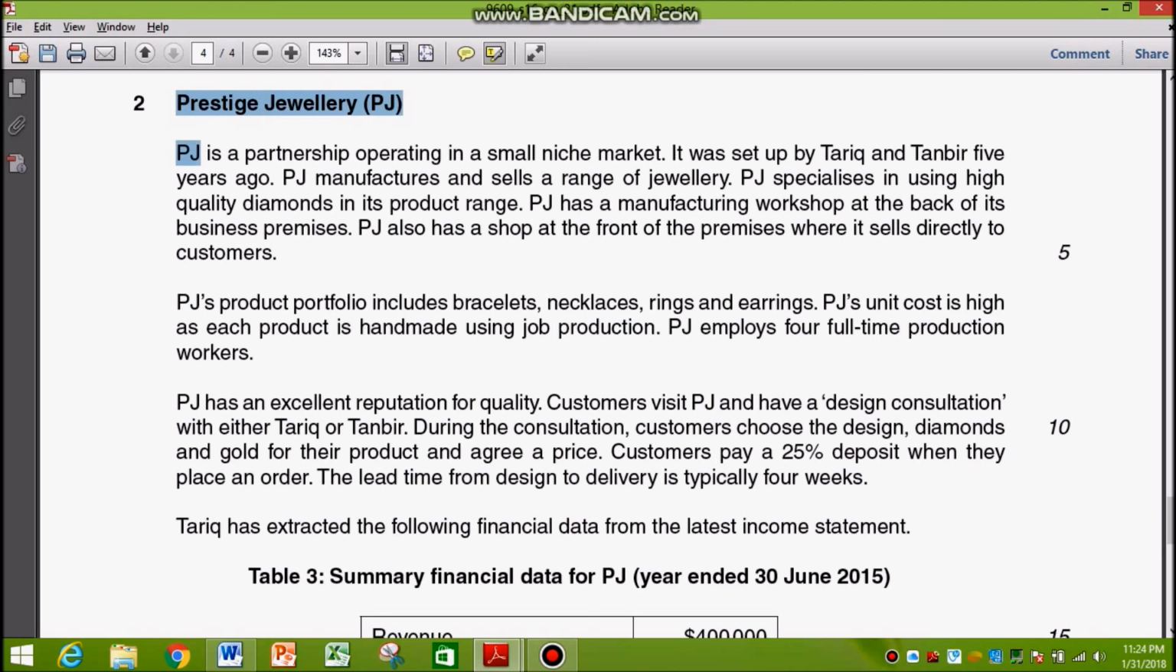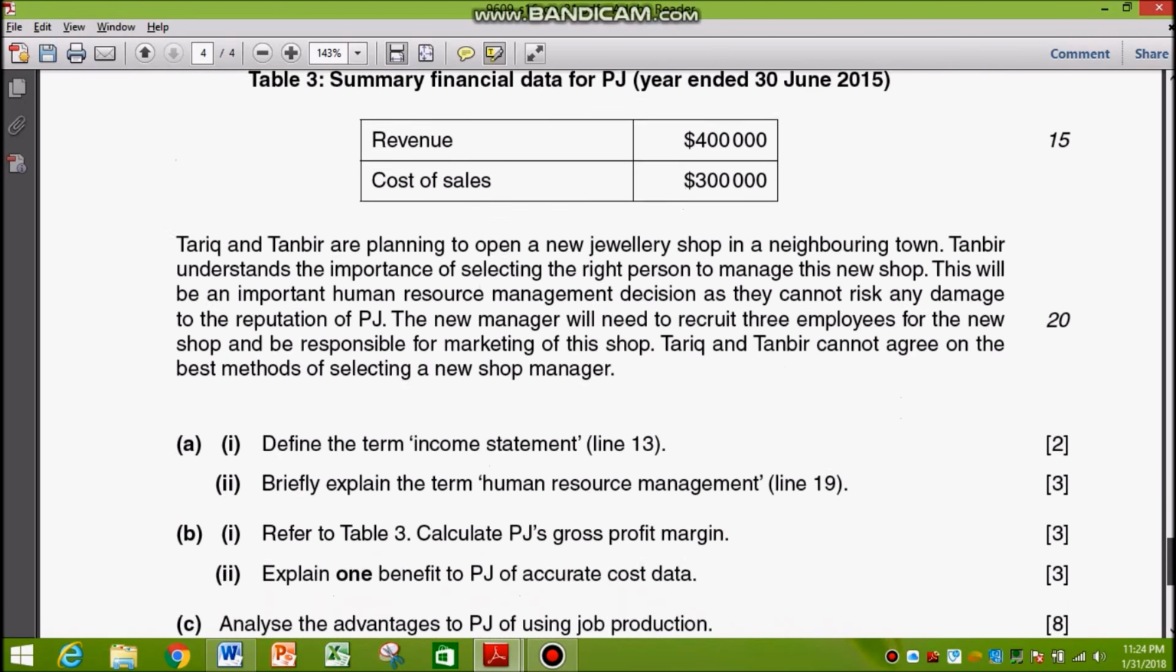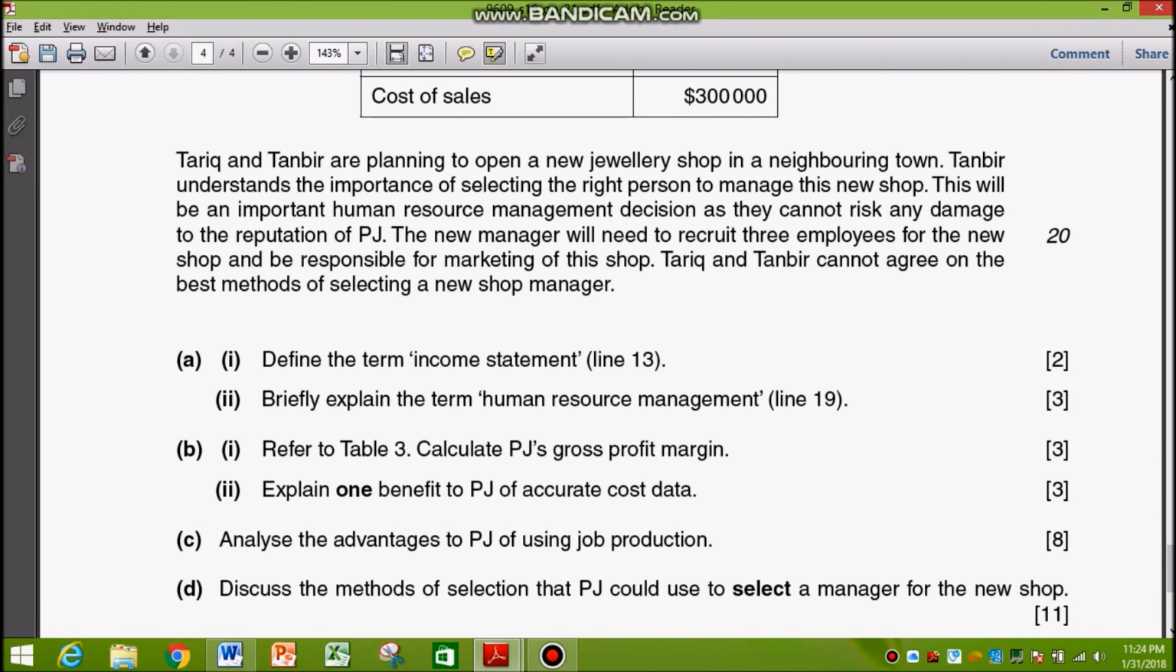The title goes on by Prestige Jewellery. The questions that I'm going to solve are part B, part 2, that is explain one benefit to PJ of accurate cost data, and part C, analyze the advantages to PJ of using job production. Alright, let me brief you very quickly. In part B, when you are asked to calculate gross profit margin, there are 3 marks for this. So formula, working, and the answer.